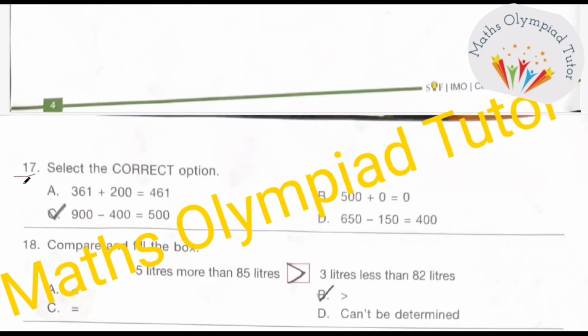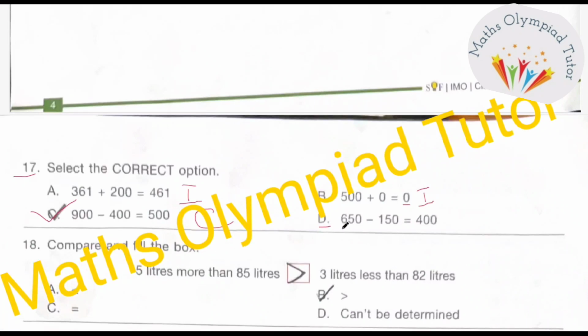Yes, question 17. It says select the correct option. We only have to check the options and pick the correct one. Option A is 361 plus 200. If we add these two, we'll be getting 561, not 461. So it is incorrect. We cannot select this. B is 500 plus 0, which is not 0. It is 500. Again, it is incorrect. C is 900 minus 400 is equal to 500. That is correct. So we should select C.